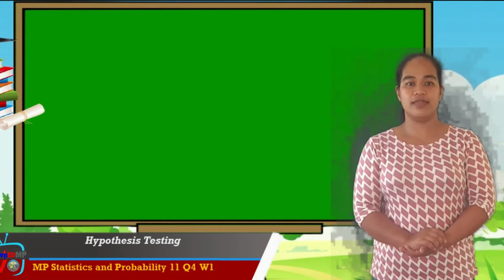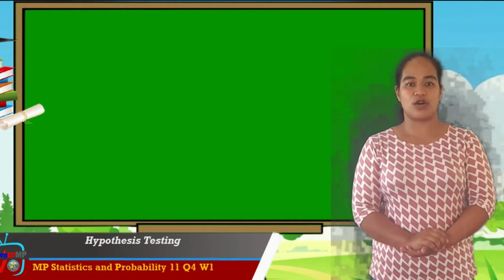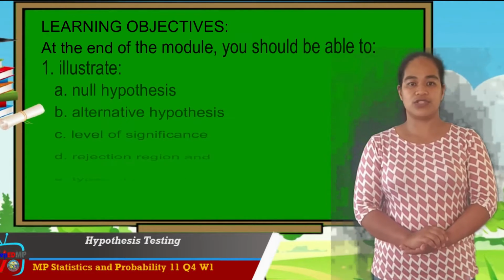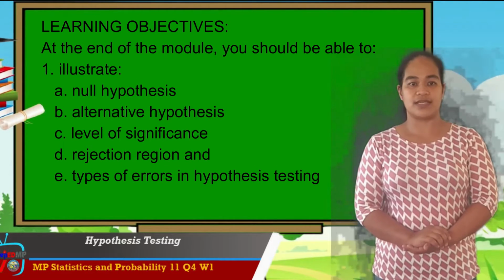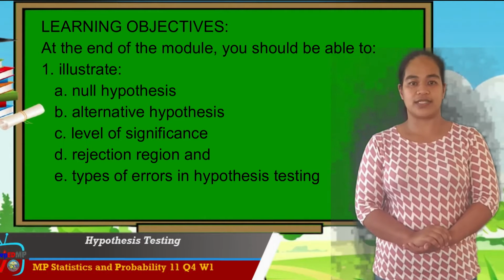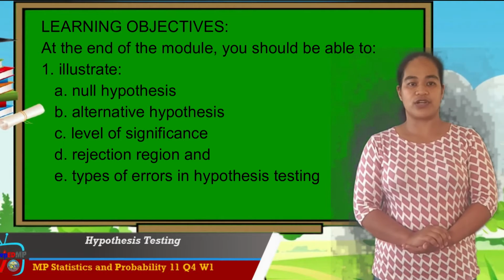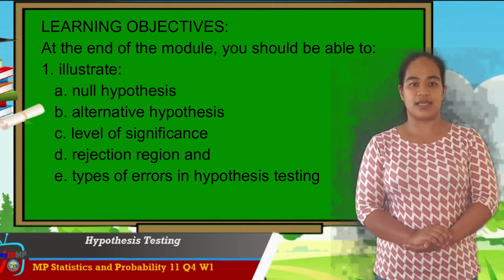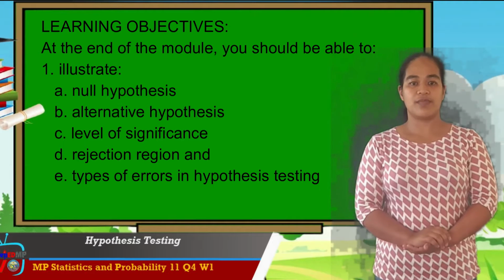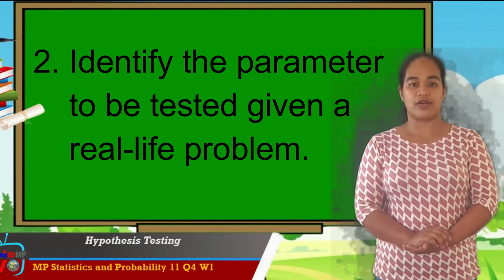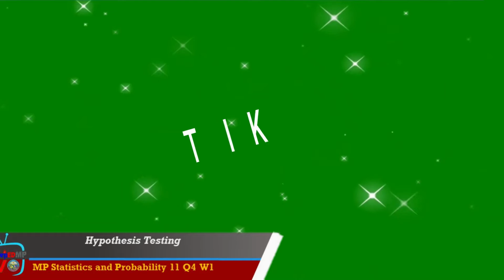To begin with, we have two learning objectives. First, we should be able to illustrate null hypothesis, alternative hypothesis, level of significance, rejection region, and types of errors in hypothesis testing. Second, we must identify the parameter to be tested given a real-life problem.